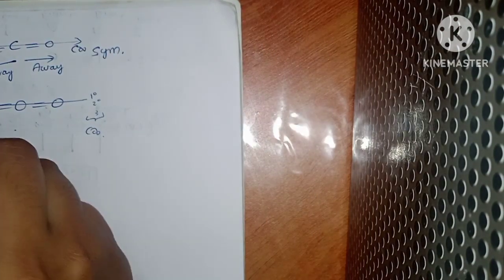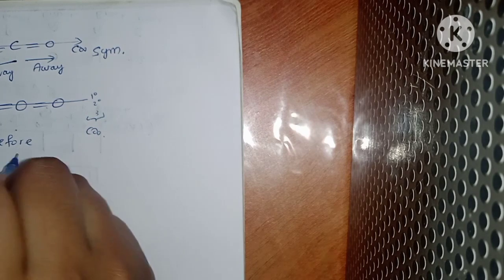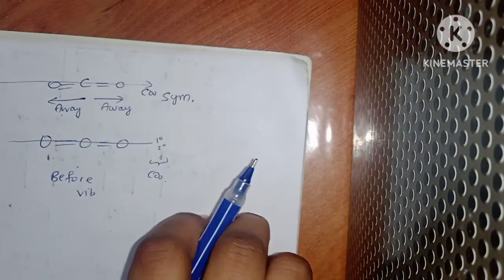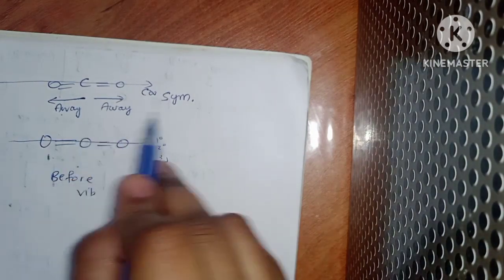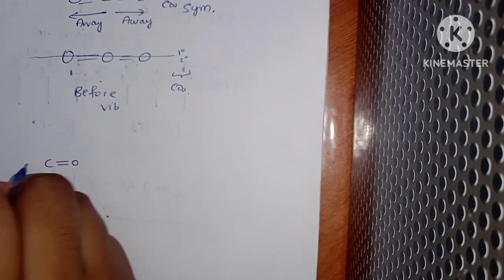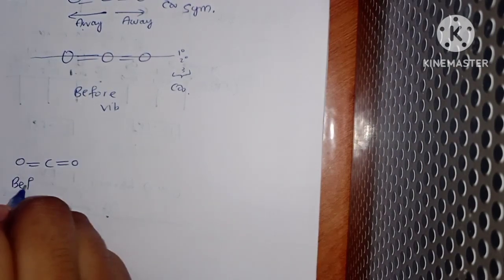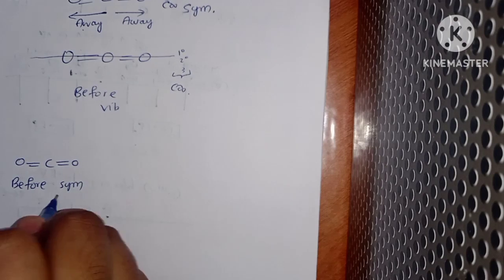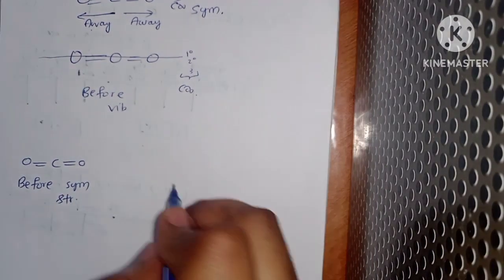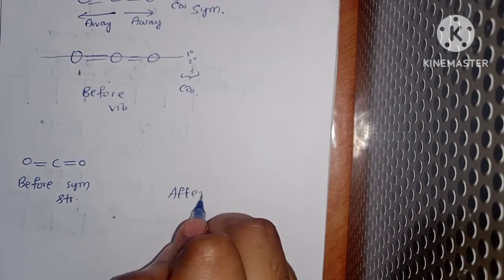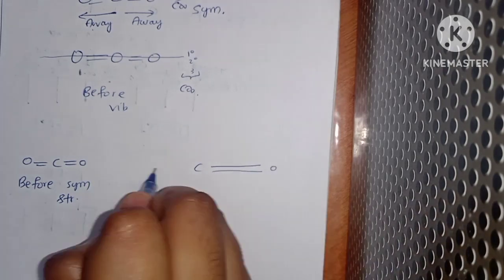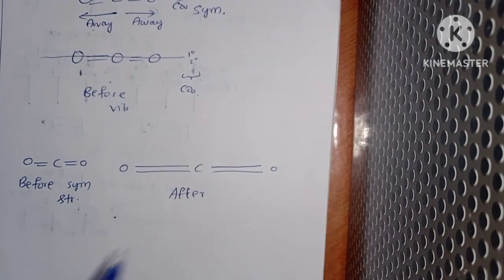So this is the case before vibration. And after vibration, which means after symmetric stretching is done, so this is before symmetric stretching. That means before vibration. The vibrational type is symmetric stretching. And after symmetric stretching, what will happen? This bond will be lengthened, and this will be lengthened like this.